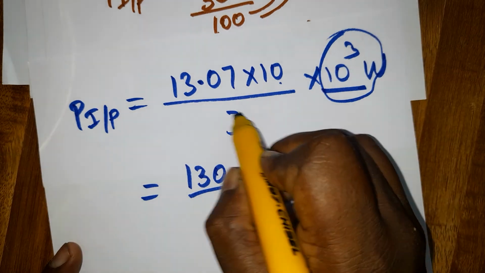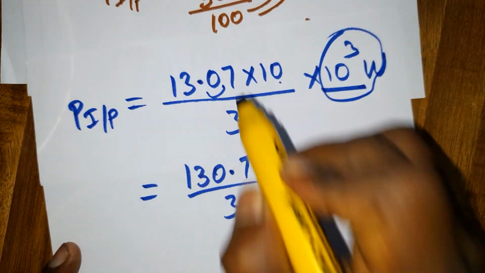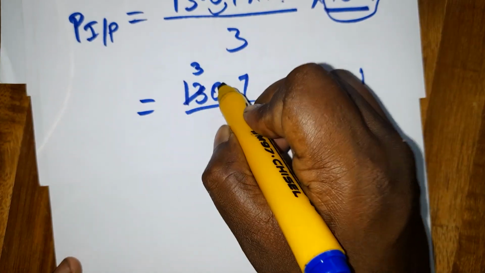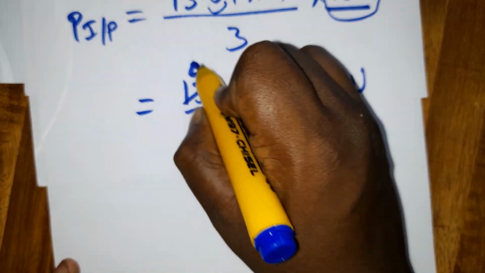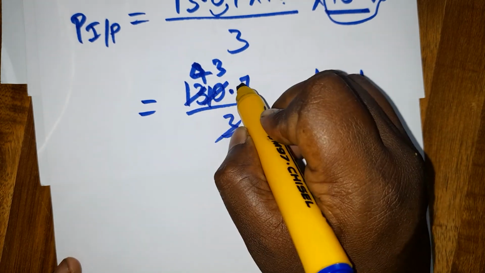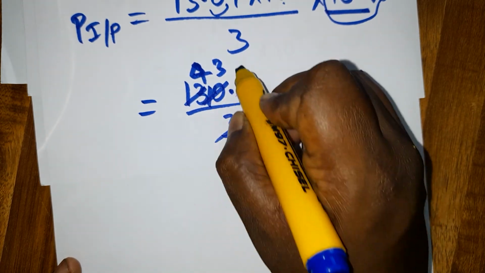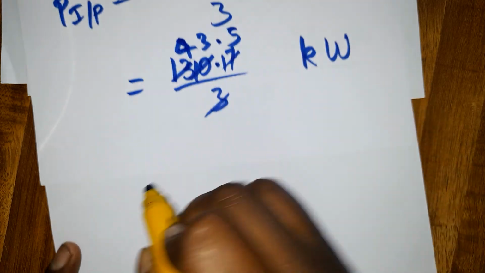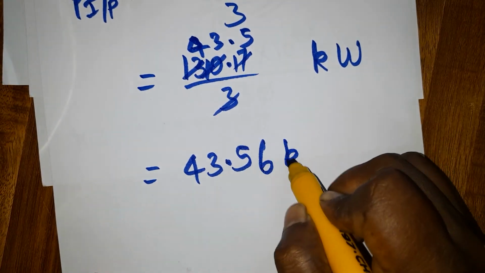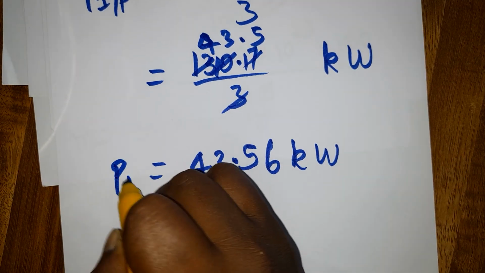Very simple, because this 10 I multiplied, I moved one decimal this side. Now if you are cancelling this, it's going to be 3 times. Sorry, 4 times. Now 1 will be here, so 3 times 3 point something will come, 1 will be here, it's going to be 5 times, approximately 43.56 kilowatt as the power input required.